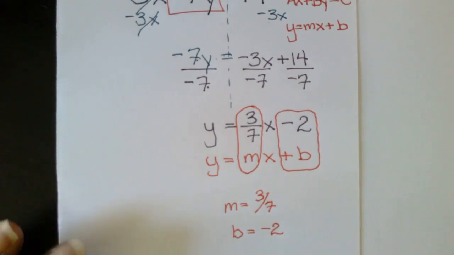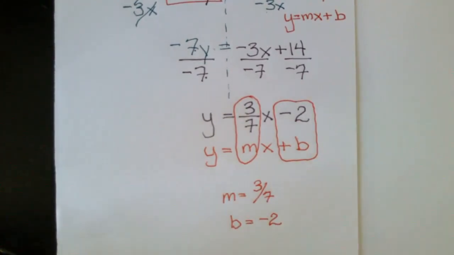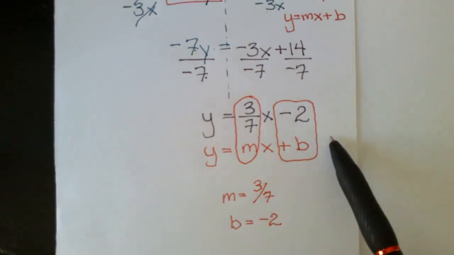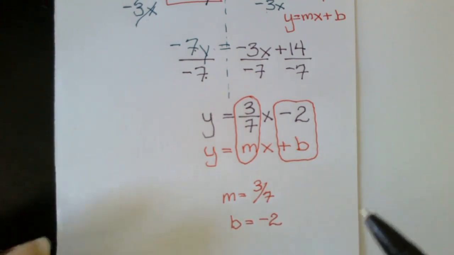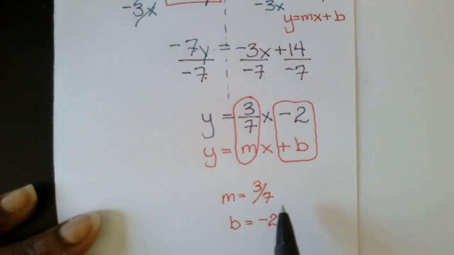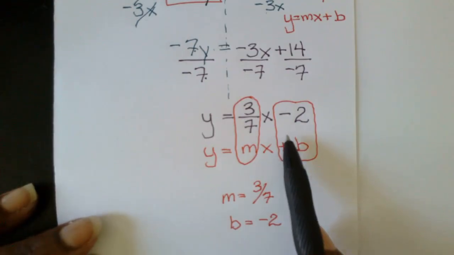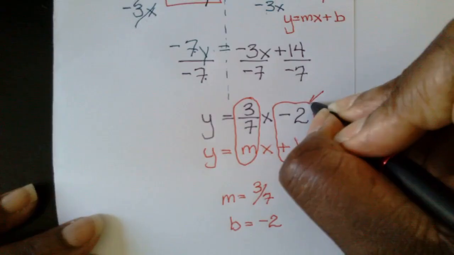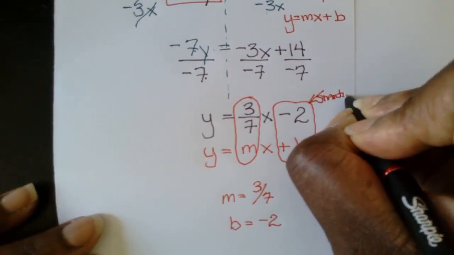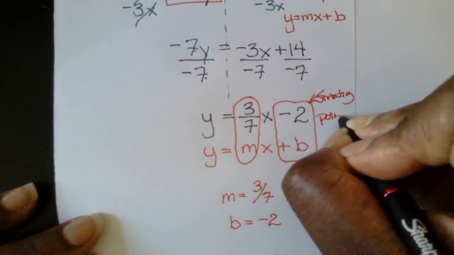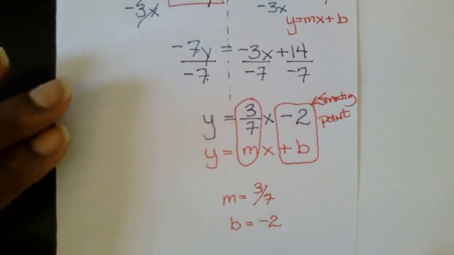Alright, so this is a little add-on. If you want to graph this, and this is the part that gets a lot of people with graphing, here's the simple secret. Where do you start? All you know is rise over run. If you were to graph this, this is where you start. That's your starting point.